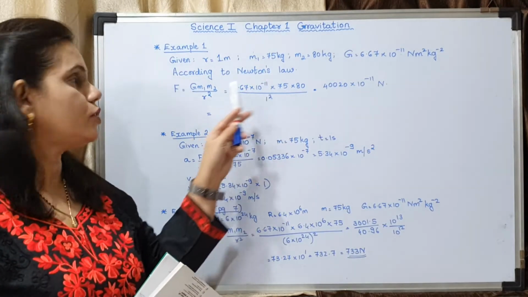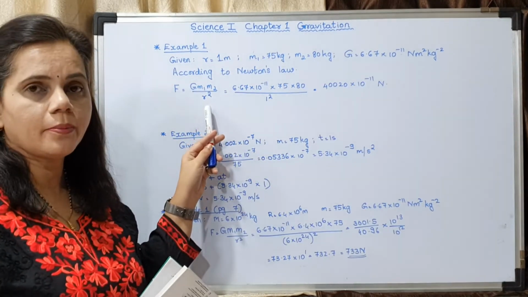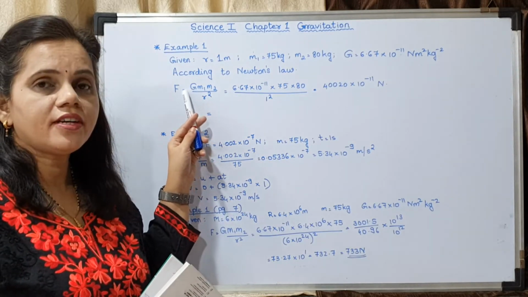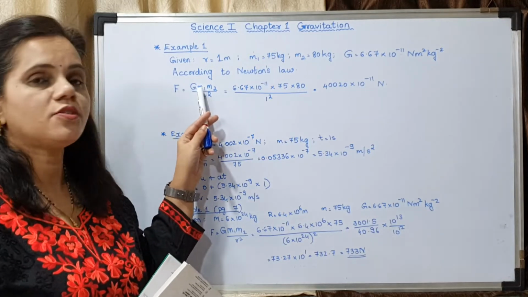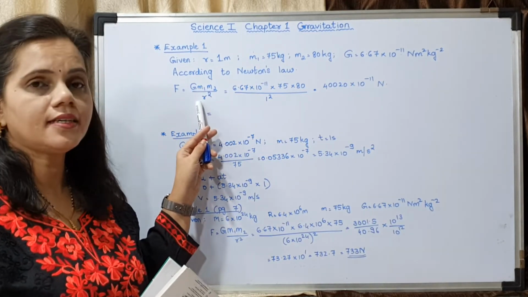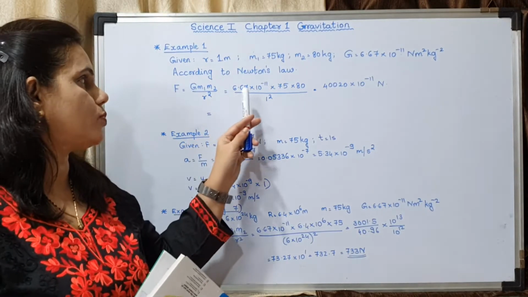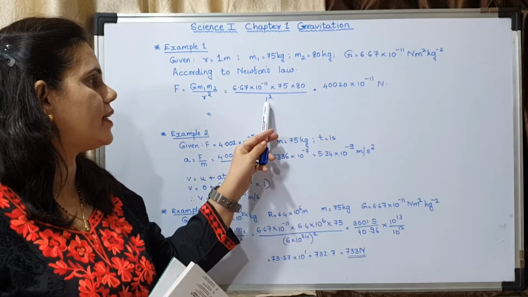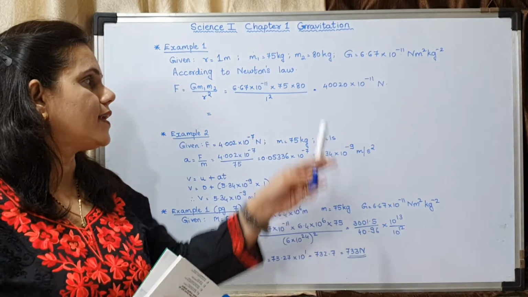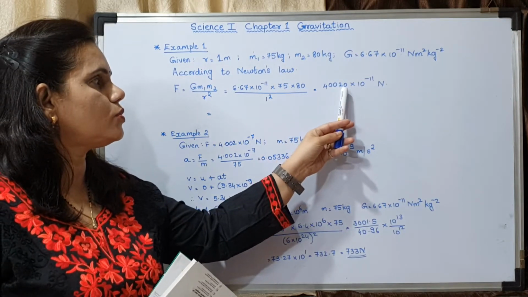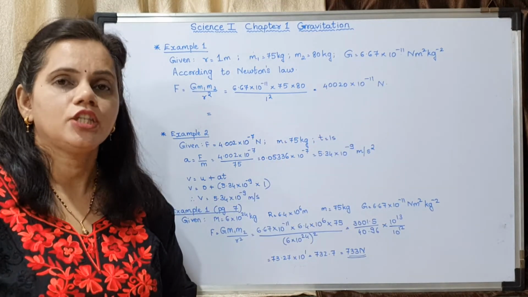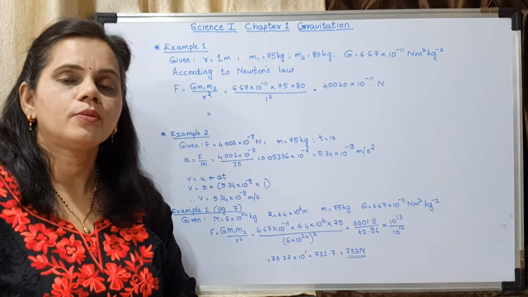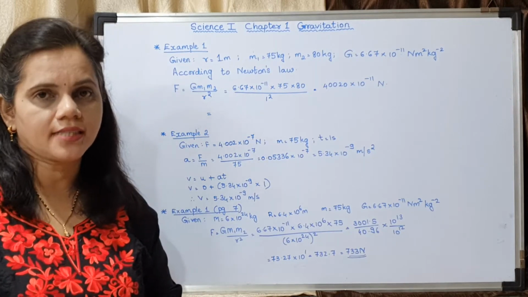According to Newton's law, we know that F is equal to G m1 m2 upon r square, where F stands for gravitational force, G stands for gravitational constant, m1 and m2 are the masses, and r is the distance. Substituting the values, we get 6.67 into 10 raised to minus 11 into 75 into 80 upon 1 square. We will get the value as 40020 into 10 raised to minus 11 Newton. But in the textbook they have given the value as 4.002 into 10 raised to minus 7.